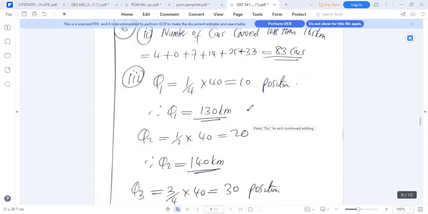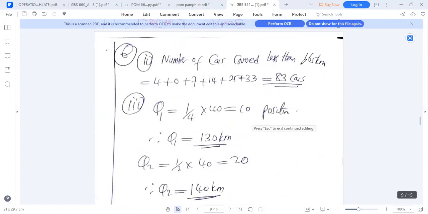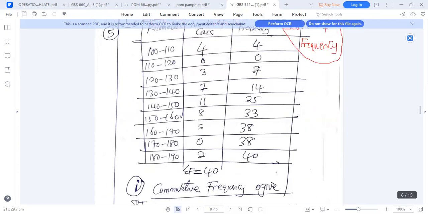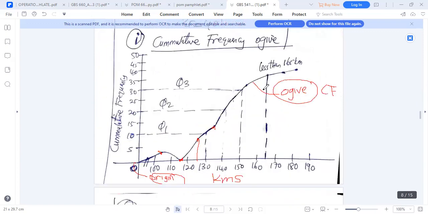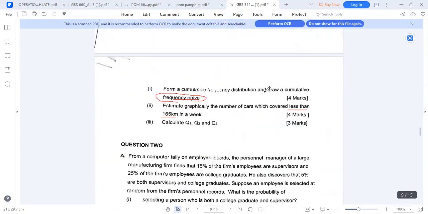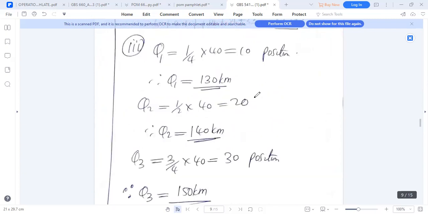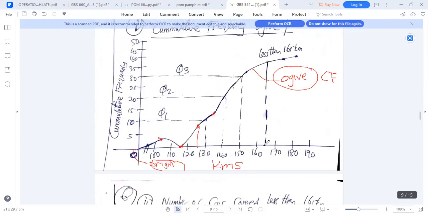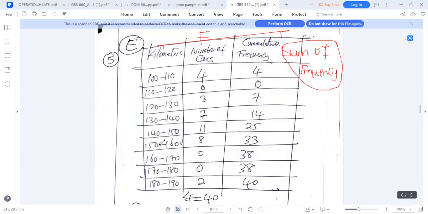Okay, so meaning number of cars covered less than 165, you can start aggregating. So it's a 4 from here. Number of cars that covered less than 165, we can estimate 165 should be here. Now less than is coming down from here. So we can even get from here less than 165.